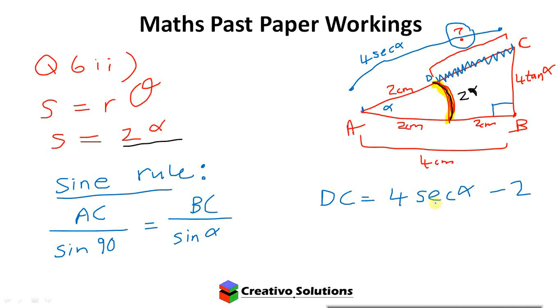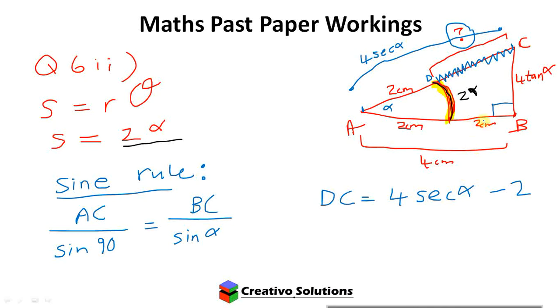Alright, so let's answer the question. What did the question want? The perimeter of the shaded region. So you just leave it like 4 sec alpha minus 2 centimeters, you can't minus 2 from 4 sec alpha. 4 is times sec alpha. If it was plus, then yes, but it's not. It's 4 times sec alpha. Unless I knew what sec alpha was, I wouldn't be able to solve for DC.